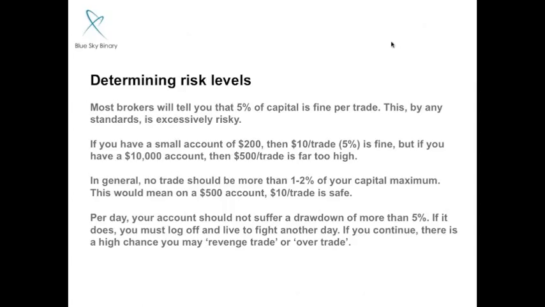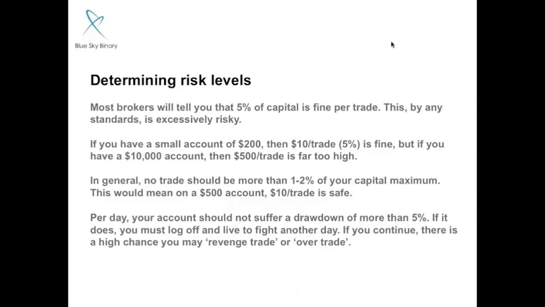So if you have a small account, however, let's say $200, which in our view is dangerous trading, then $10 per trade or 5% is fine because it's only $10. But if you have a $10,000 account, then 5% of capital per trade is not fine, right? $500 per trade is excessive levels of risk in absolute dollar terms.